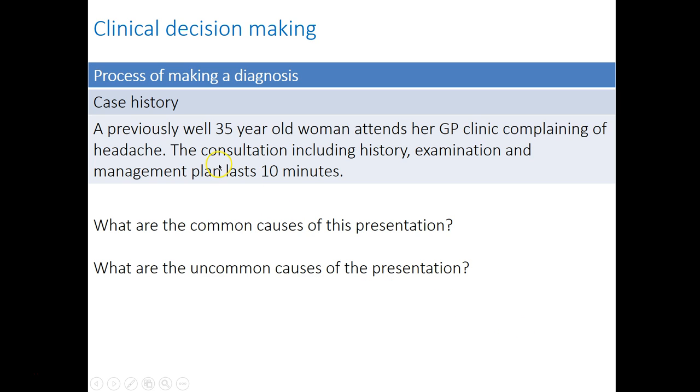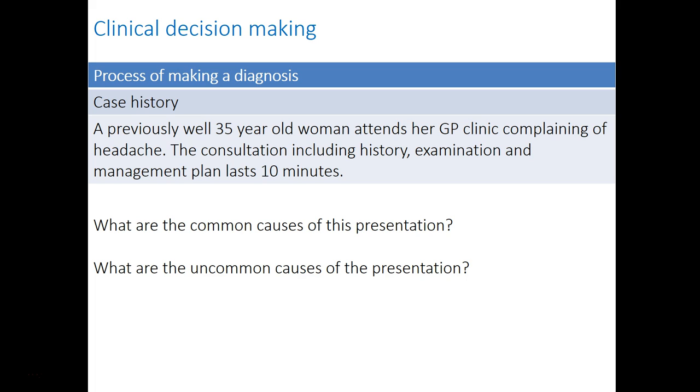Let's look at a case history. A previously well 35-year-old woman attends you complaining of headache. The consultation, including history, examination and management plan, lasts about 10 minutes. Just reflect for a moment, what are the commonest causes of this presentation in this age group in primary care? What are the uncommon causes of the presentation? And how can you use discriminatory questions in your history taking to try to get the diagnosis correct?